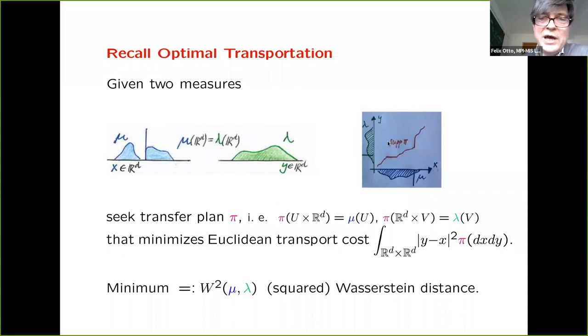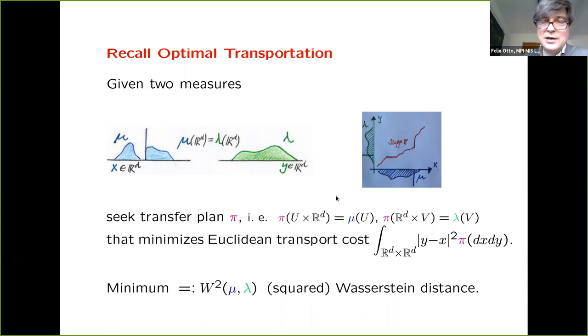So those are measures on the product space, on the space of the X's crossed with Y's, which has the property that the first marginal of that measure on the product space is given by mu, and the second marginal is given by lambda. So that's just a description: you take everything which is on the left-hand side and you fill up everything which is on the right-hand side.